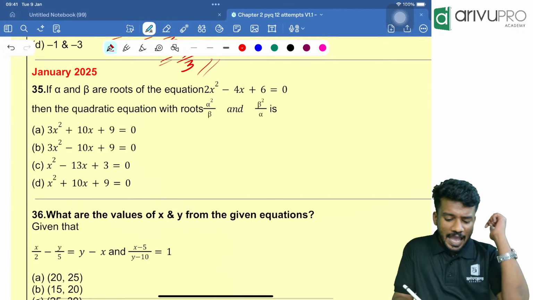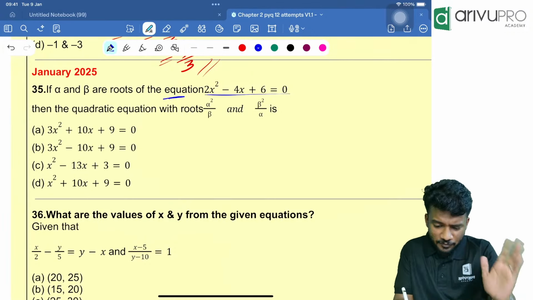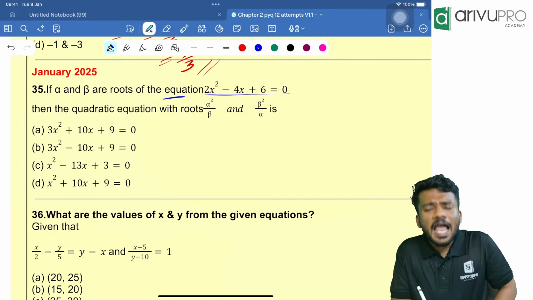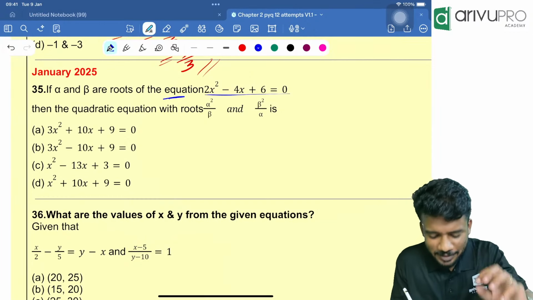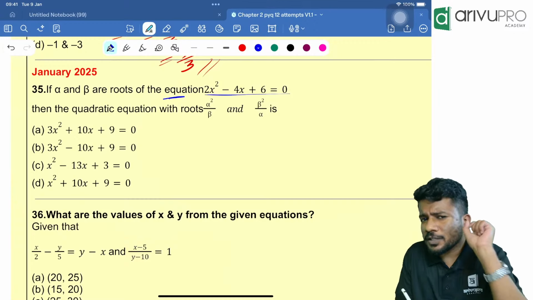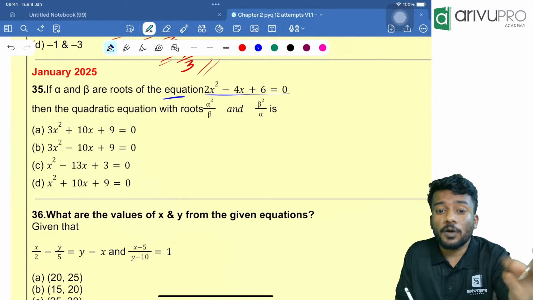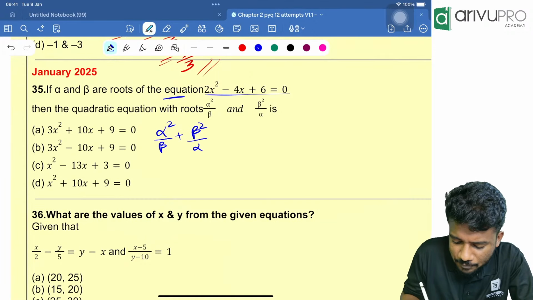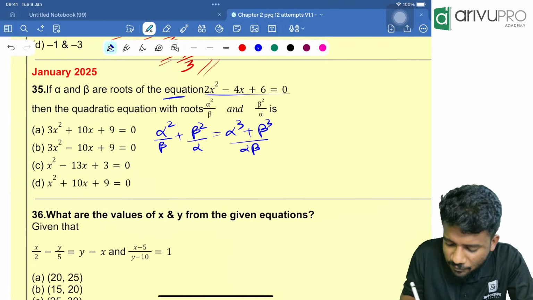Next question, Jan 2025. People, if alpha and beta are the roots of a quadratic equation 2x square minus 4x plus 6 is equal to 0, then the quadratic equation with roots alpha square by beta and beta square by alpha is how much, is the question. People, in order to find a quadratic equation, you require what? You require the sum of the roots and the product of the roots. You tell me what is the sum of the roots here? Alpha square by beta plus beta square by alpha. That is nothing but alpha cube plus beta cube divided by alpha beta.